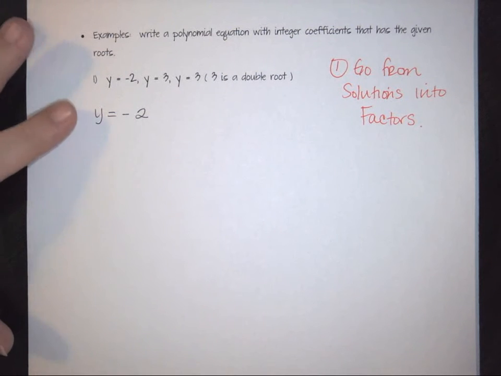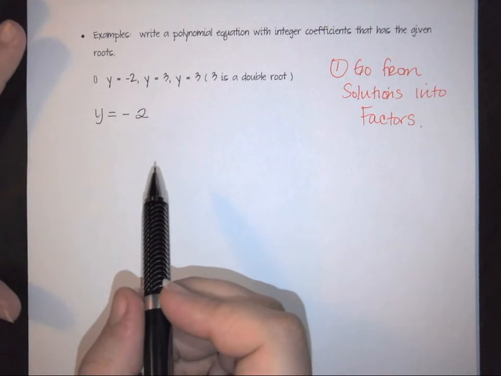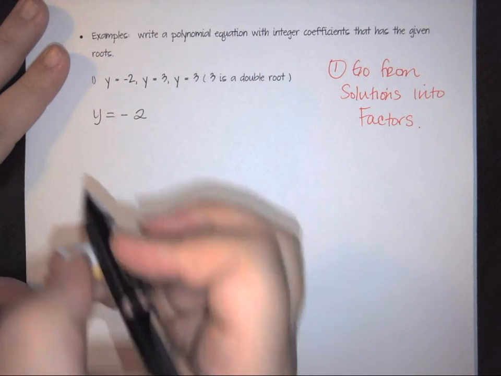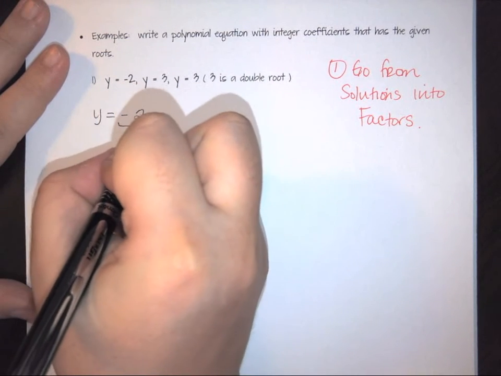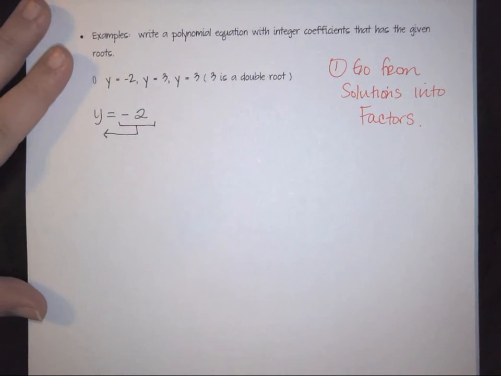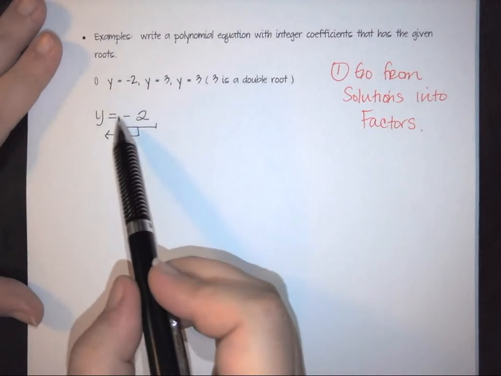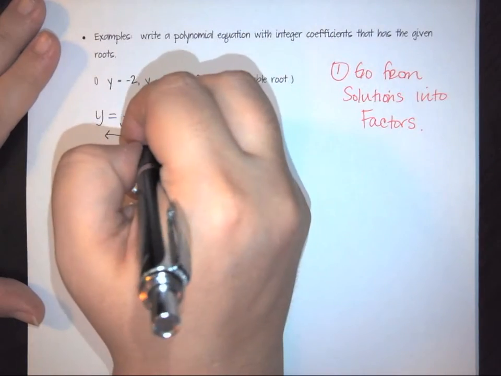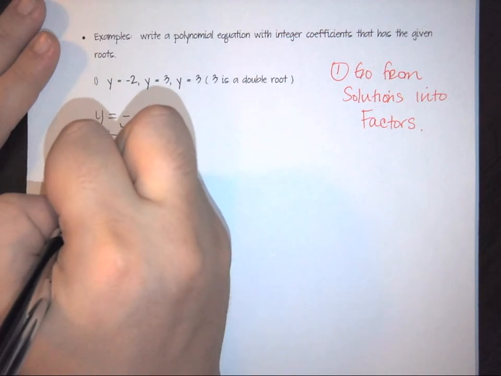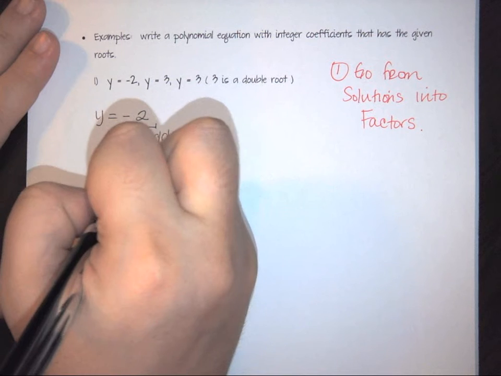So here I have y equals -2. In other words, I want to have this set equal to 0. So I have to take this -2 and shift it across the equal sign going the opposite direction. Since this is negative, that says I have to add to both sides. So this becomes y plus 2 equals 0.